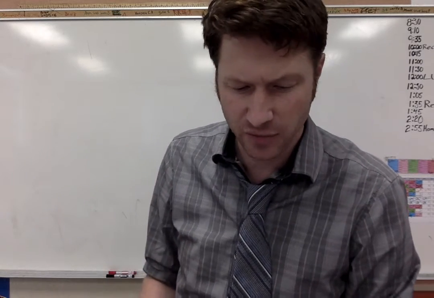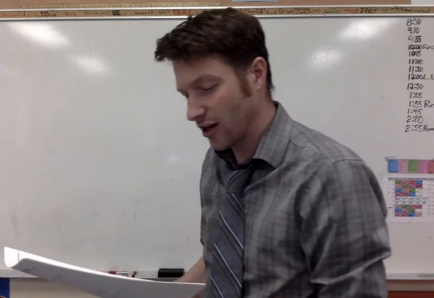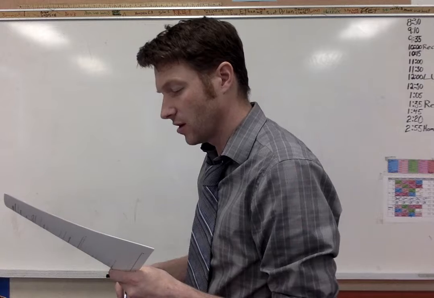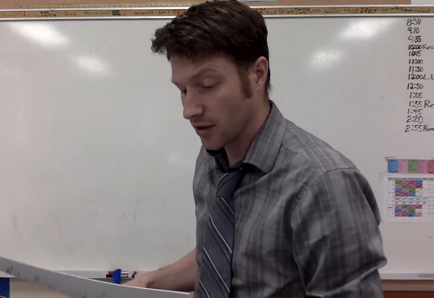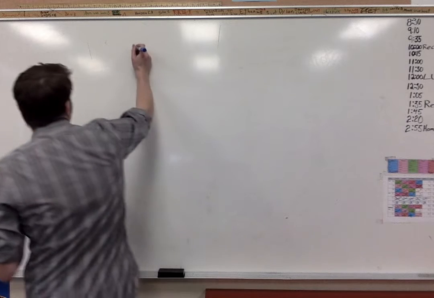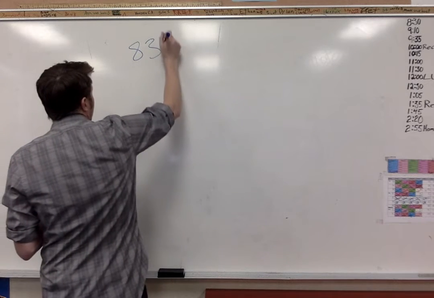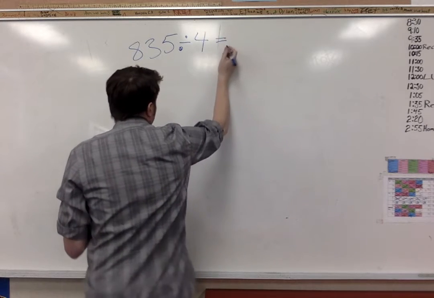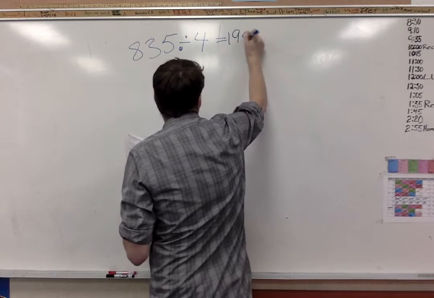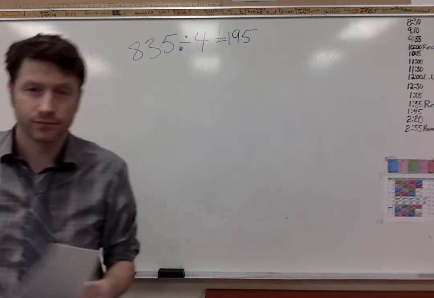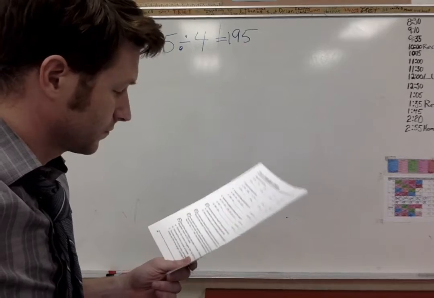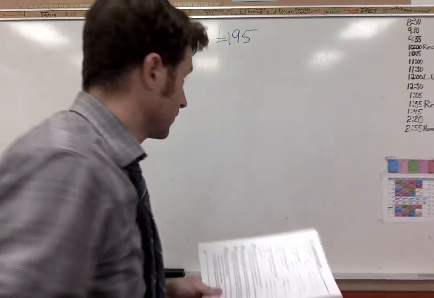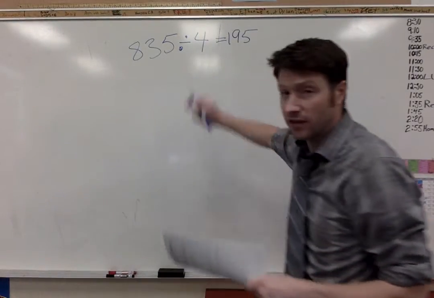Anne painted her apartment. She painted 4 walls in 835 minutes. All the walls were about the same size. She calculated how many minutes it took to paint one wall like this. She wrote 835 divided by 4 equals 195. Use estimation to determine if her answer is reasonable or not. So that's the question you were given.